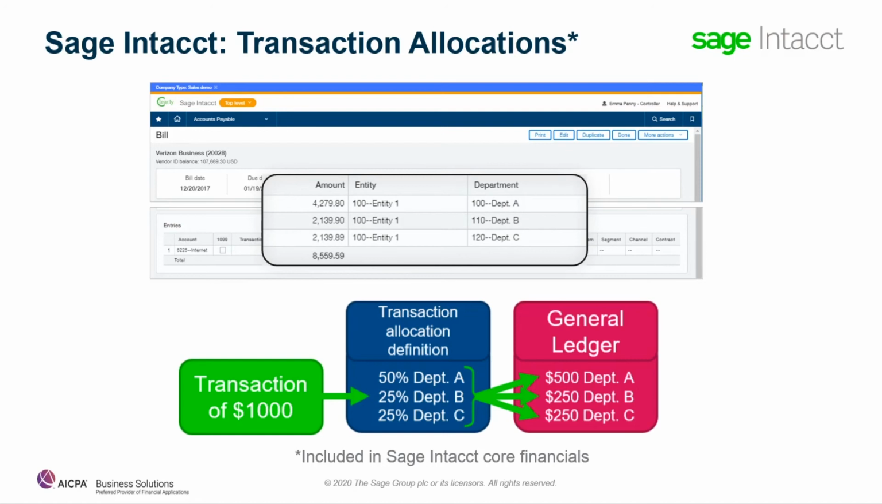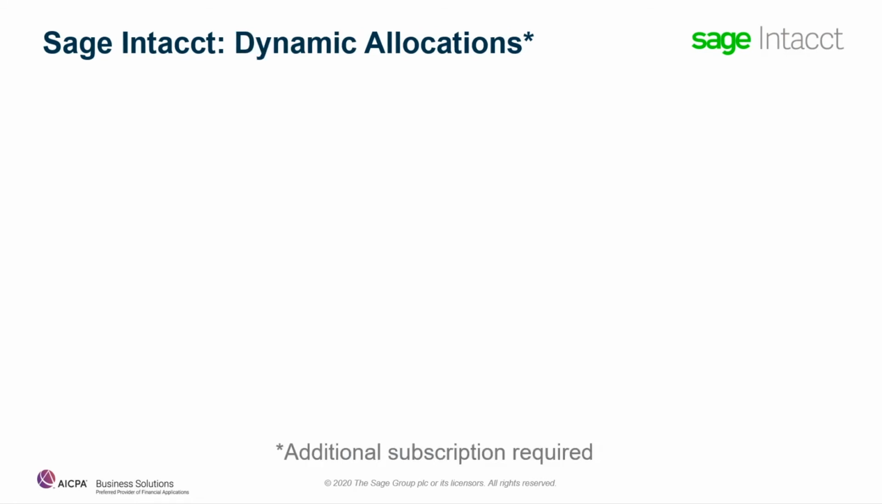In this case, it took $8,559.59 and spread it across department A, B, and C according to the predefined percentages that we established for this allocation code. Now, you can also see this illustrated here as well. These can be percentage-based, as in this example. They could be what we call exact amount or absolute, or they can be fixed amounts with over-under logic.